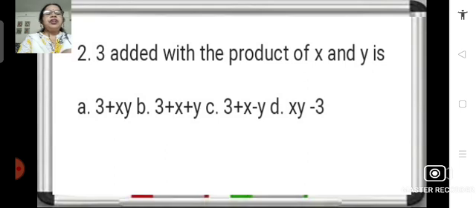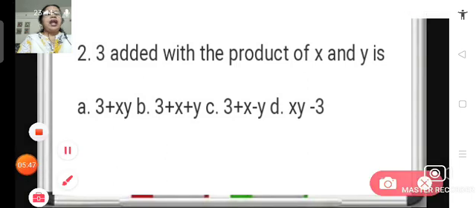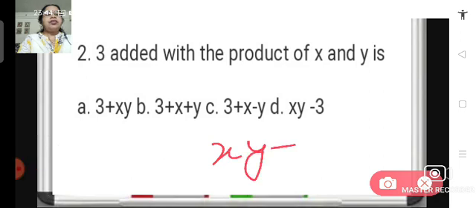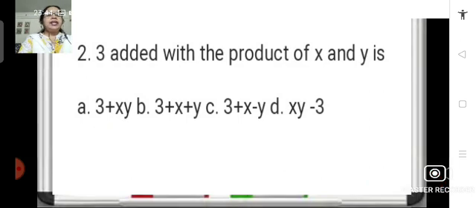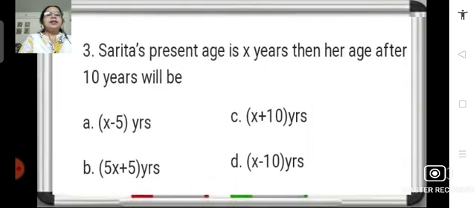Next problem: 3 added with the product of x and y is, what is the solution? 3 added to the product of x and y. Product of x and y will be xy, and 3 added to it, it will be xy plus 3 or 3 plus xy. So A is the solution for this.